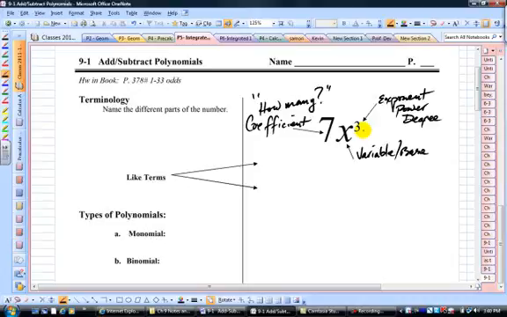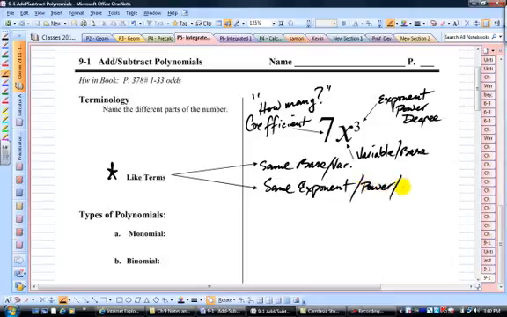We're going to be talking about how to combine terms, and in order to do that, you have to know what like terms are, and this is a very key concept here. Like terms have the same base. Okay, by that I mean same variable. They also have the same exponent, or power, or degree. Same exponent, same variable, basically.